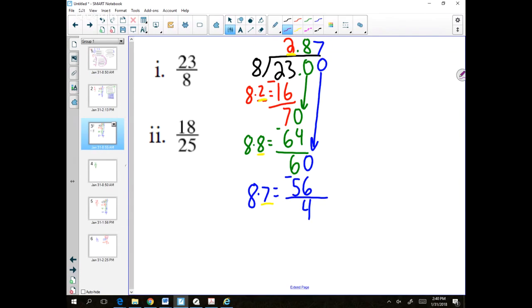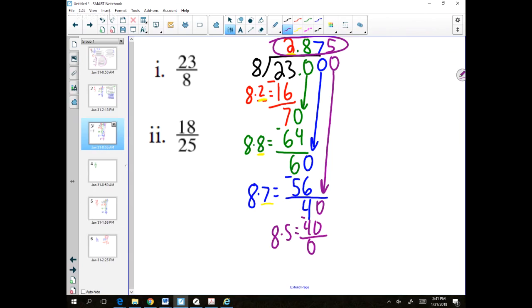What do I have to add and bring down? A 0, right? Another 0. Yes, this problem was long. We added 3 zeros. 8 goes into 40 how many times? 5 times. And 8 times 5 is 40. So when I subtract those, I get 0, which means what? When I get 0, I am done. Okay, so here is my answer. 2.875, or 2 and 875 thousandths.